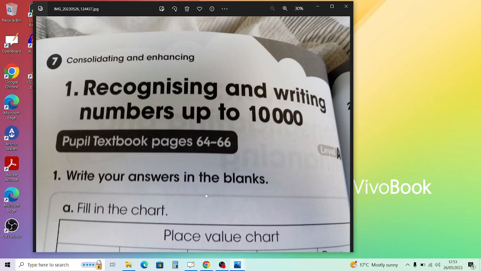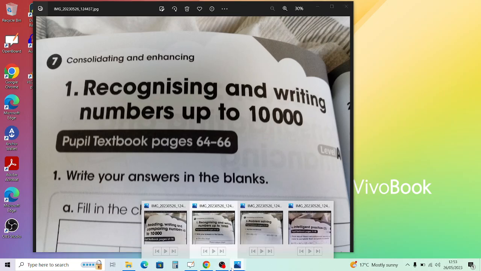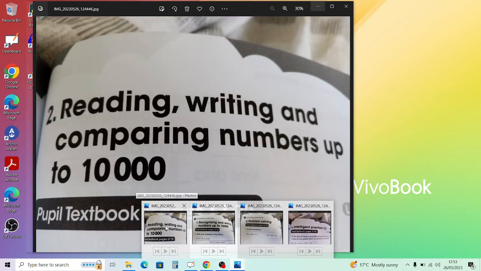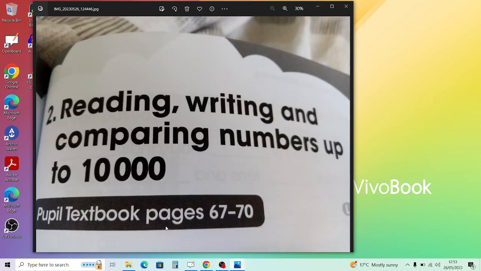And B, again, should be fairly straightforward. See if there's any confusing ones. 800 is there, and so it's about just drawing the lines and then moving on to the second part, which is reading, writing, and comparing numbers up to 10,000.